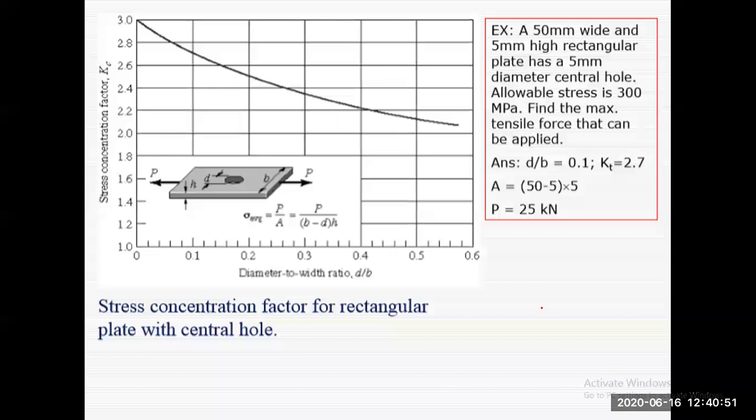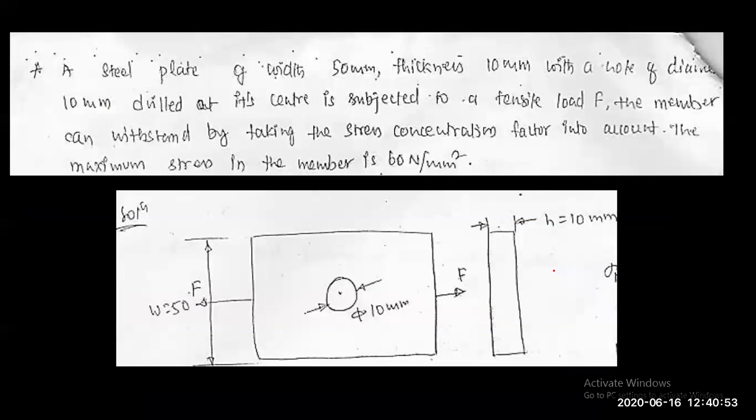Okay, so we'll start solving some numericals on this. Let's see how we can find out. We check out this first problem. You have a steel plate of width 50 mm, thickness 10 mm, with a hole of diameter 10 mm. Actually this figure is not given, so this is in the solution part. Using the values, you have to draw the figure and solve the problem.